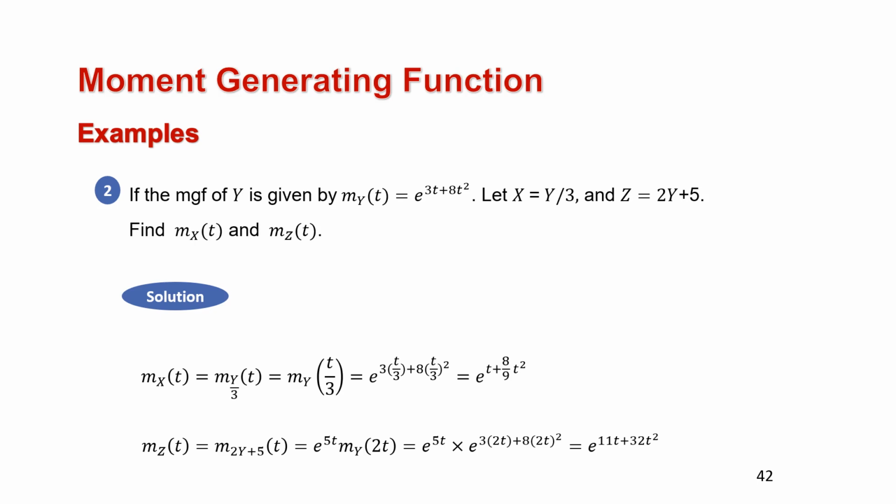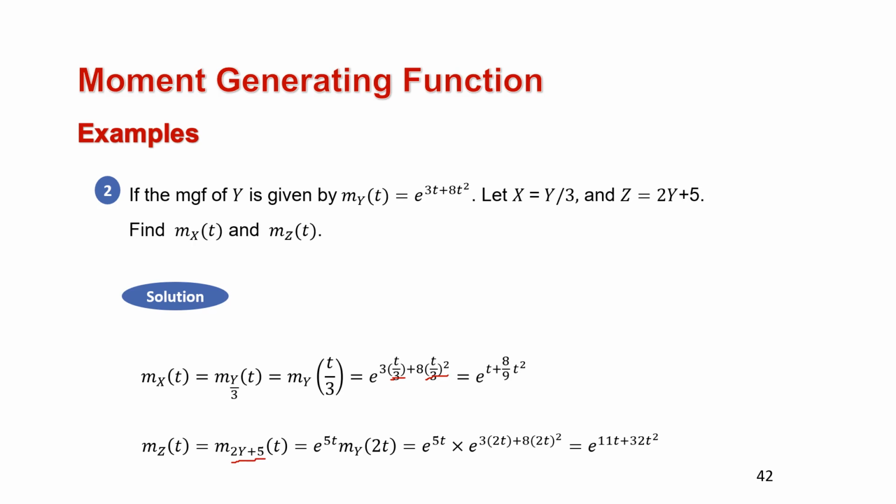Okay? Here, the moment generating function of x is the moment generating function of y over 3 of t, which is the same as the moment generating function of y itself, but at t over 3. So here, let's replace each t by t over 3. So it will be e to the power 3 times t over 3 plus 8 times t over 3 all square, and simplify.